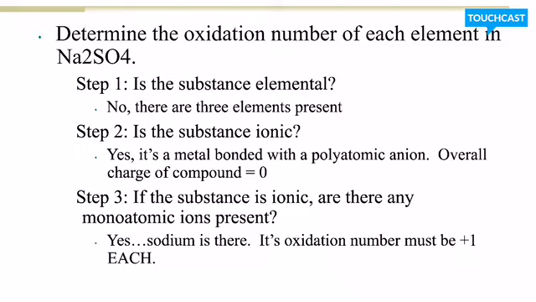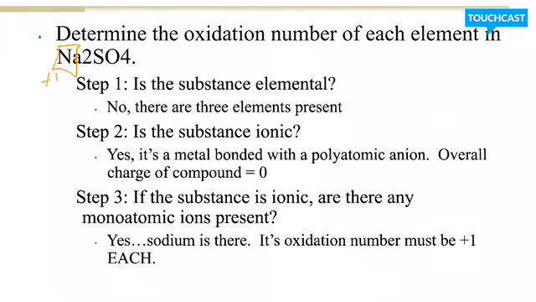Step 3, if the substance is ionic, are there any monatomic ions present? Yeah, there's one monatomic ion, and that's sodium. Sulfate is polyatomic, and so we'll have to rip that apart a little bit to get the other oxidation numbers. All right, so right now we know that sodium has an oxidation number of +1.